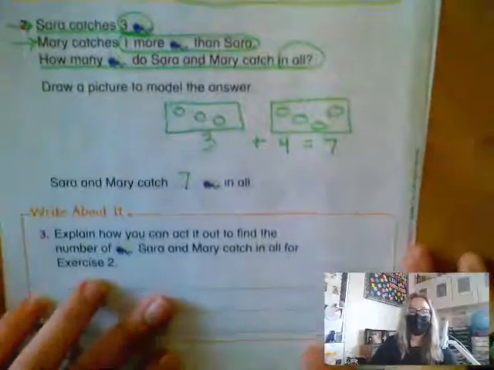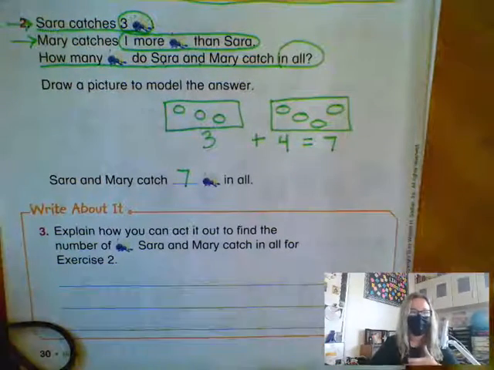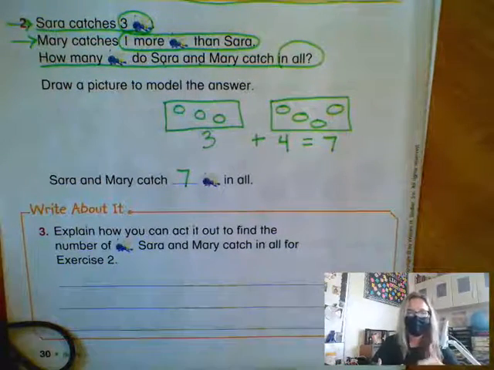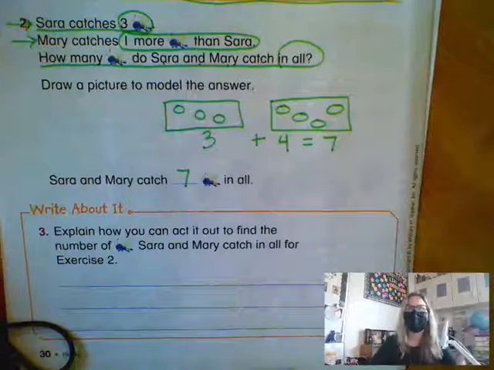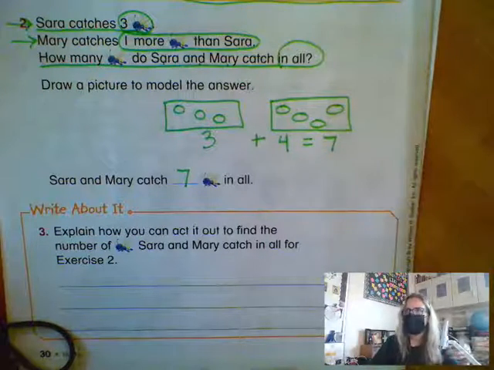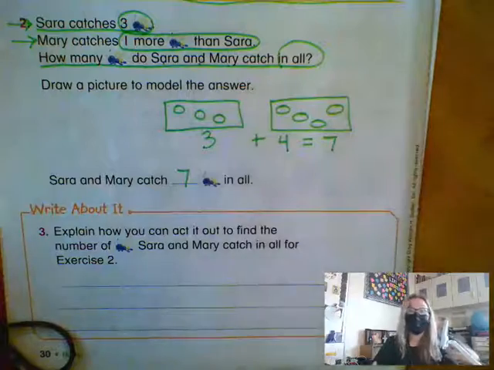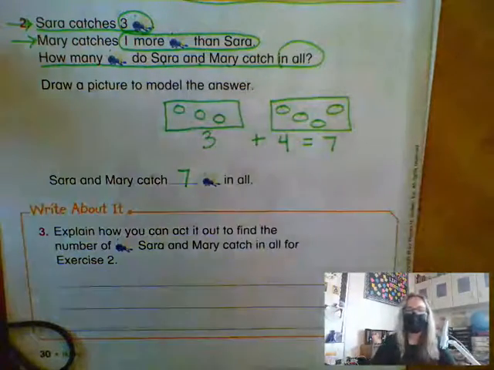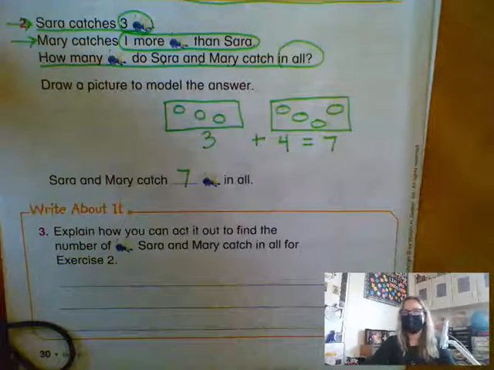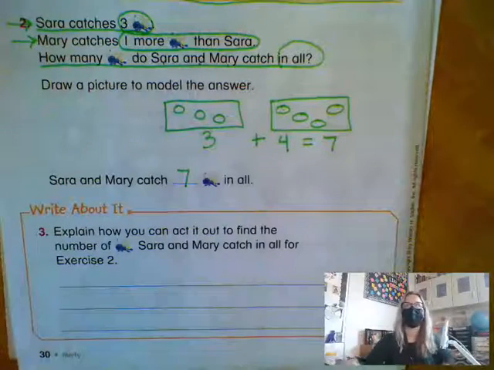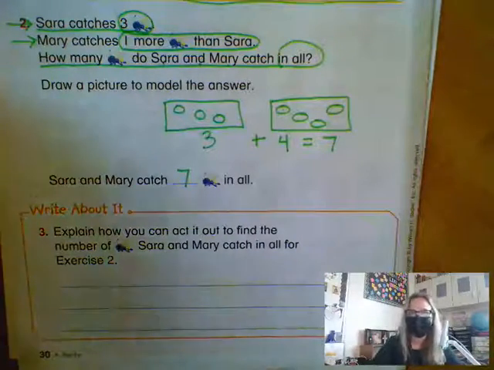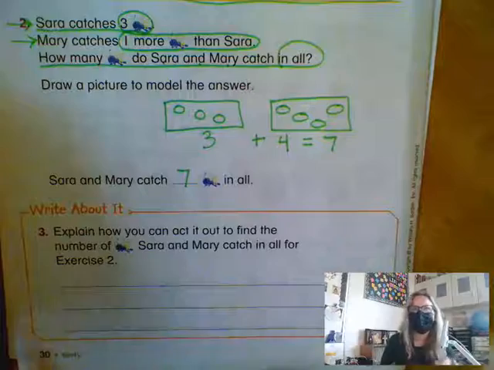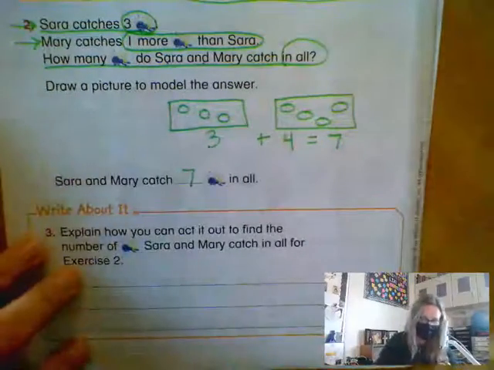Now down here it says, explain how you can act it out to find the number of lightning bugs Sarah and Mary catch in all. When they say act it out, if we wanted to have kids stand up, we could. We're not going to, but we could have 3 friends stand up and then 4 friends stand up, and then we could count how many friends all together. That would be a way to act it out, okay? That's what they mean by that. So we're not going to write anything down for that one.